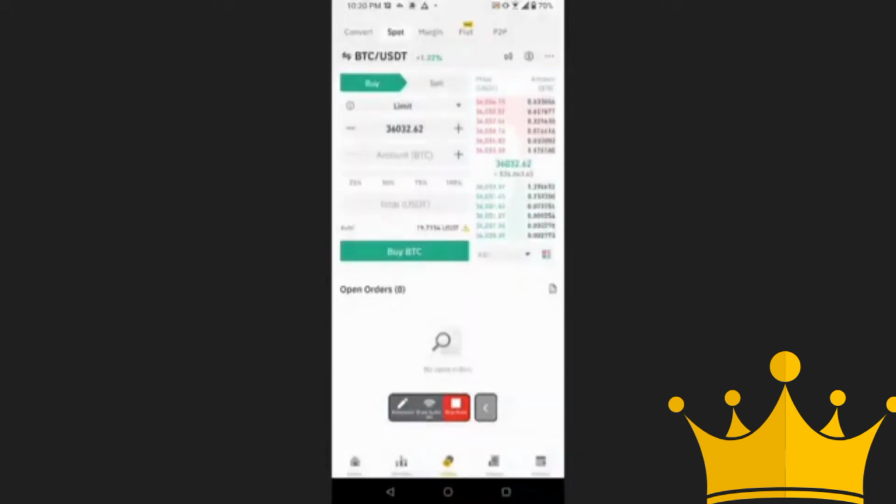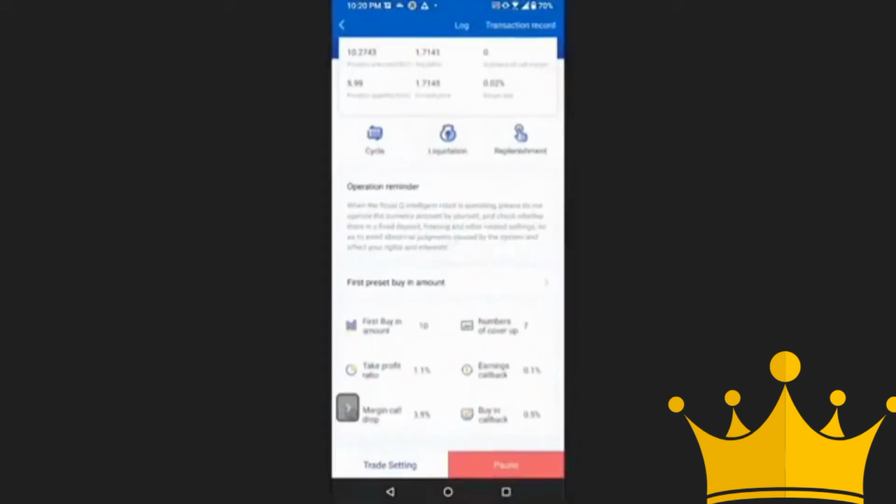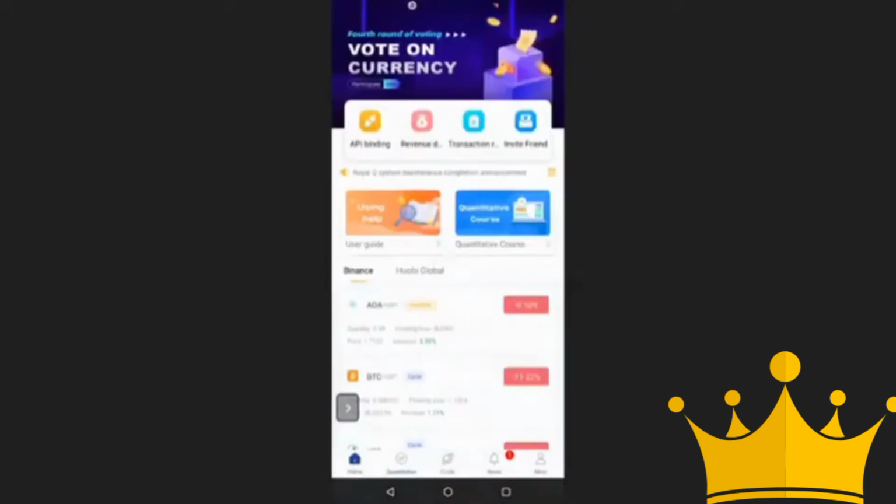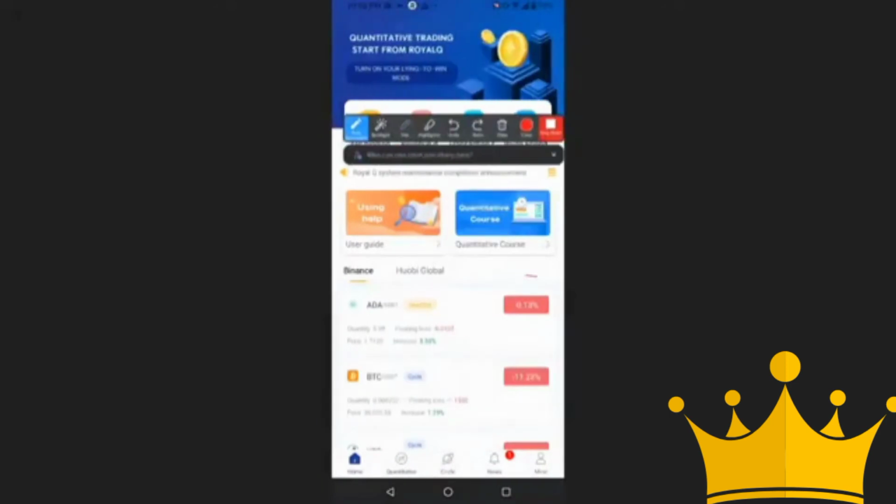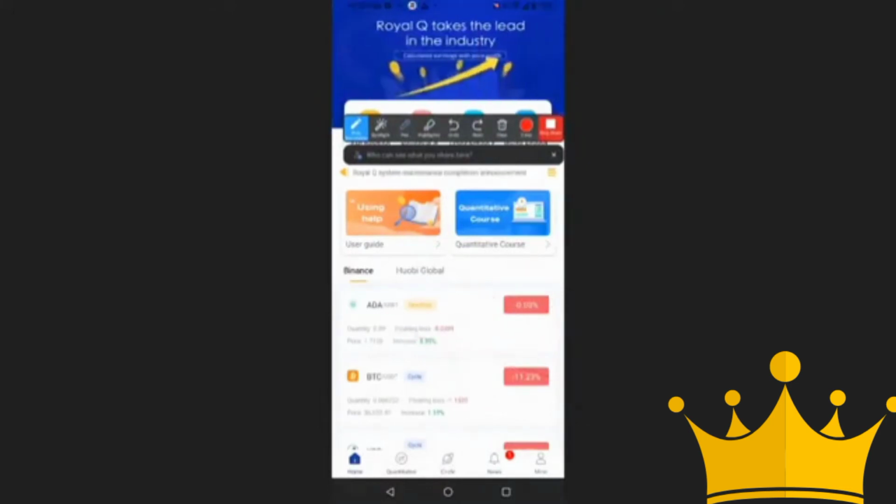And now let's go back to our Royal Q. And I go back to home. So you can see that it's red in color because the price is moving up and down. Okay. So this is what happens when you buy yourself.